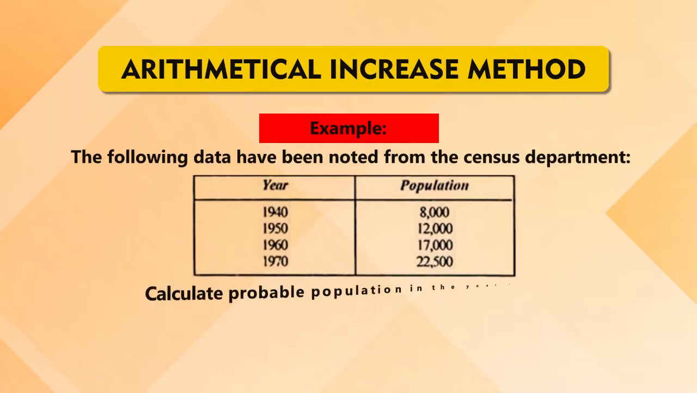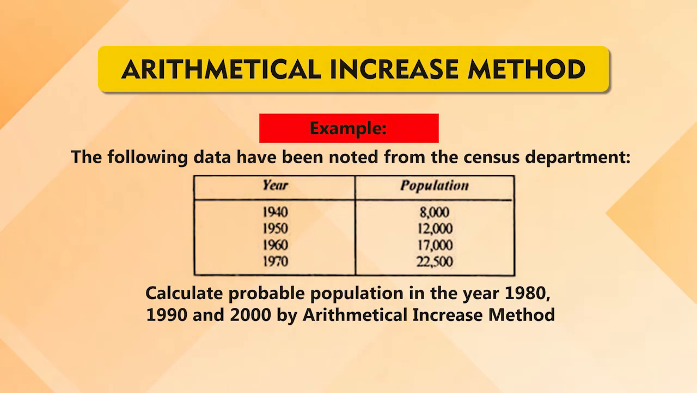Here is an example based on this forecasting method. The following data has been noted from the census department. Year is given and the corresponding population. In 1940 the population is 8,000. In 1950 it increased to 12,000. In 1960 it is 17,000, and in 1970 it is 22,500. So calculate the probable population in the years 1980, 1990 and 2000 by the arithmetical increase method.